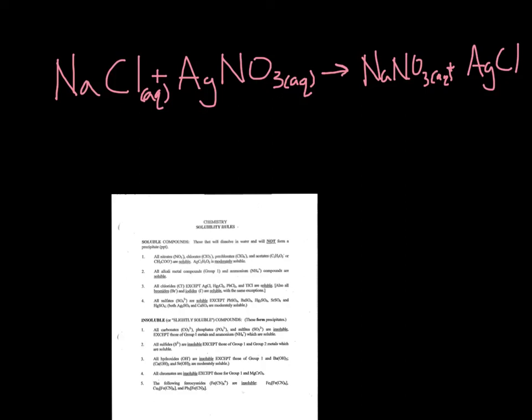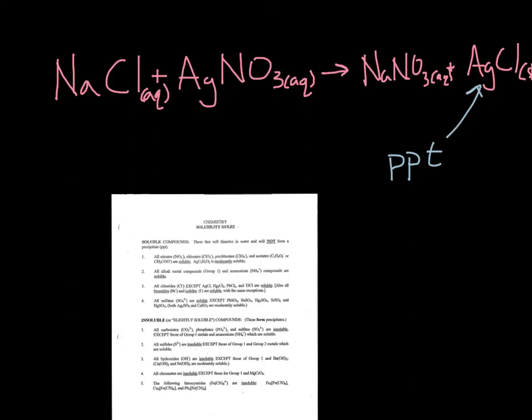So silver and chloride, if we look through the rules, yeah, right there, all chlorides are soluble except for silver chloride, which means that it is insoluble. It's going to make a solid. If it makes a solid, that means it is a precipitate. So when we mix these two solutions together right here, what we're going to create is a precipitate, so a solid that falls to the bottom.